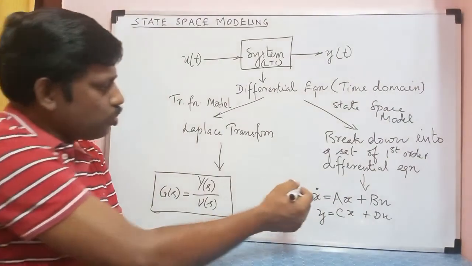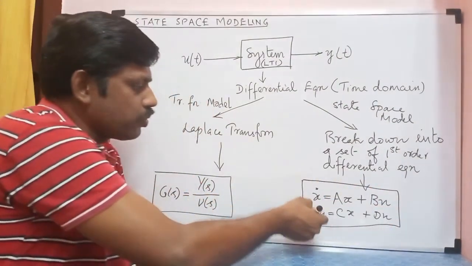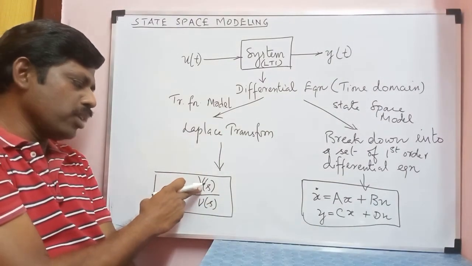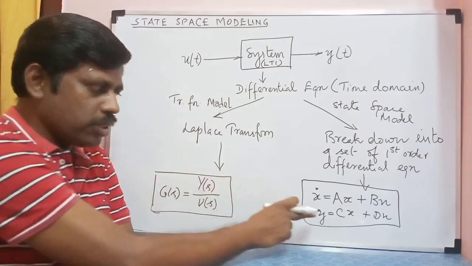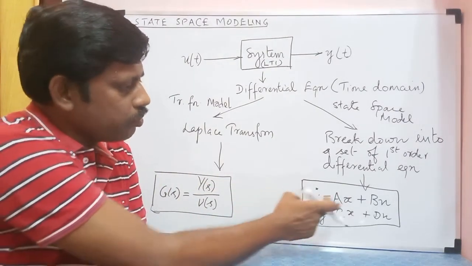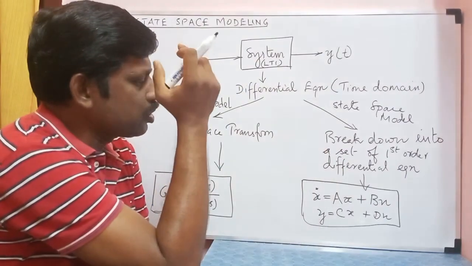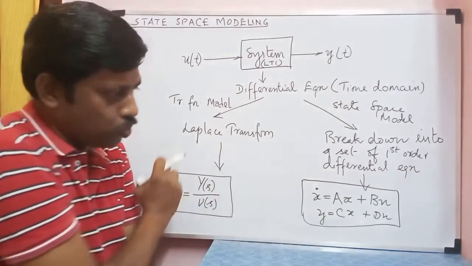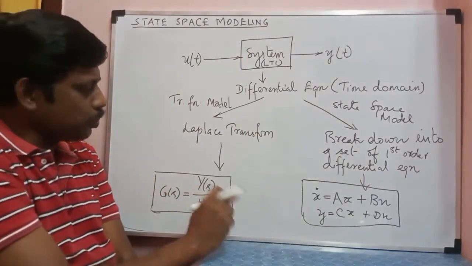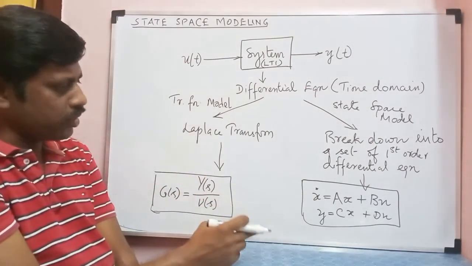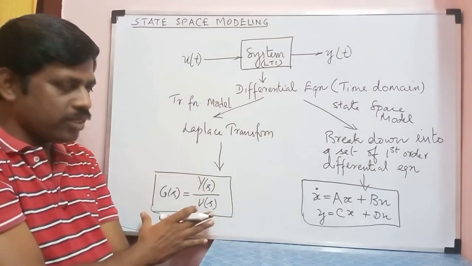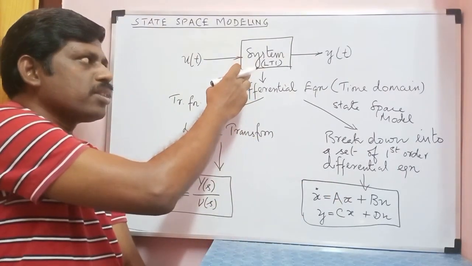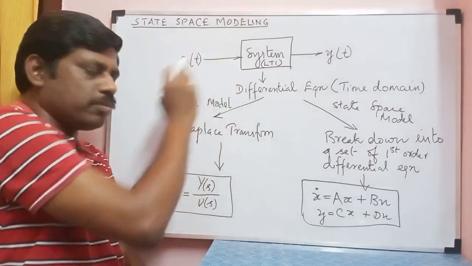Okay. There are of course many differences. One of the differences is that the transfer function model can relate one output and one input. But at the same time, in the state space model, you can have a set of state variables, a set of input variables, and a set of output variables, okay? So that is the primary difference between the transfer function model and the state space model. Anyhow, whether it is a transfer function model or a state space model, it is going to represent this particular system which I am taking, okay?